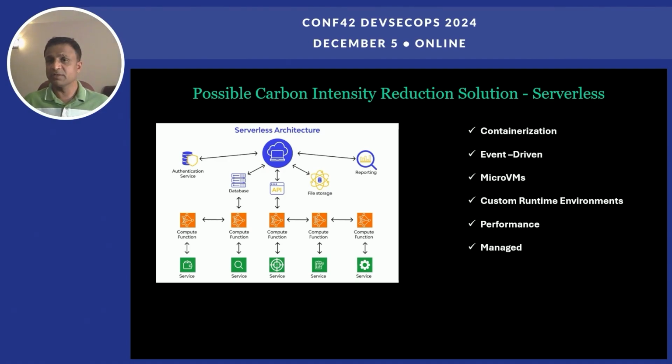Serverless functions often run in micro VMs or containers or custom runtime environments, which are lightweight and can be densely packed on physical servers, optimizing space and power usage. Cloud providers manage the underlying infrastructure, ensuring optimal resource distribution and reducing wasted capacity. By maximizing resource density and minimizing idle time, serverless functions help reduce the overall energy consumption and carbon footprint of data centers, thereby making your infrastructure more efficient and sustainable.